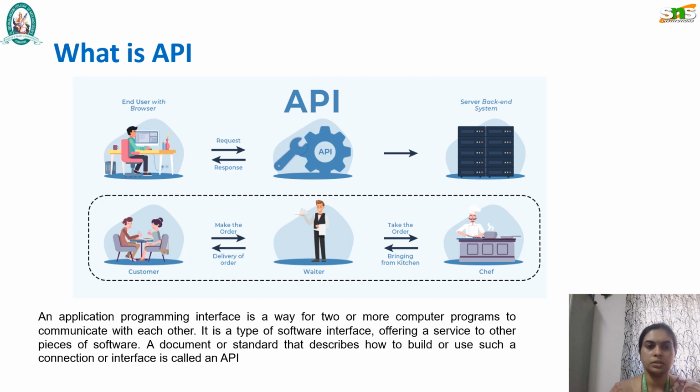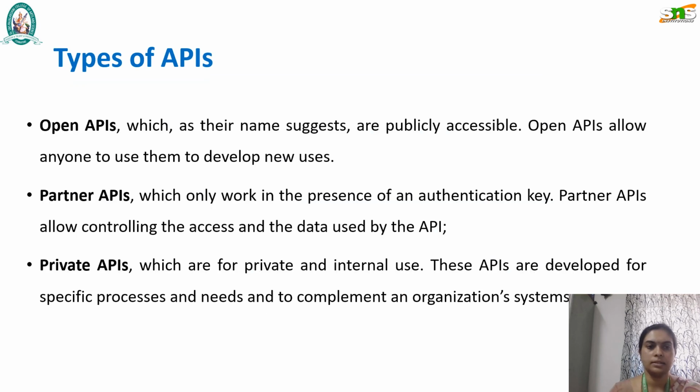The technical task enables a request to the browser. Once the request is taken by an API, it will go to the backend server, and the server will respond to the request of the customer, and then the API takes the response and delivers it to the client. So this is what the API is.